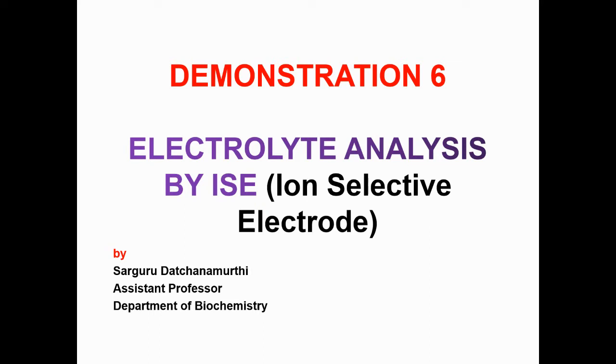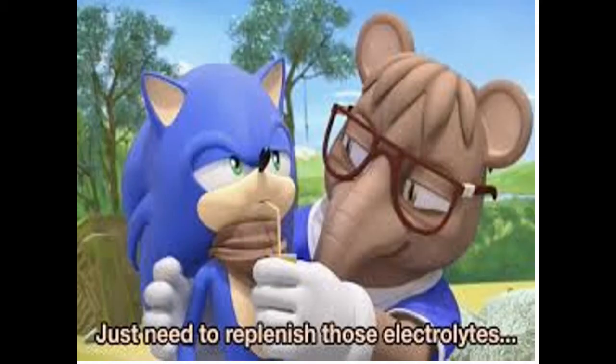Out of these electrolytes, we majorly look at three: number one is sodium, number two potassium, and number three chloride. These electrolytes are very crucial in the evaluation and management of acid base disorders. So this is the outline of electrolyte analysis. Today we will be focusing more on these electrolytes.